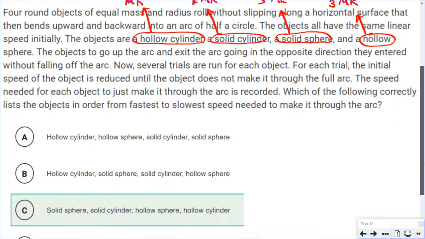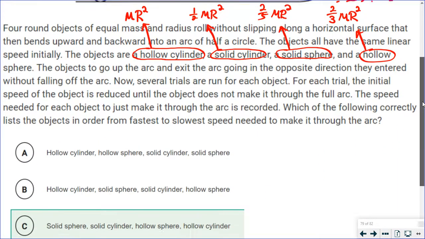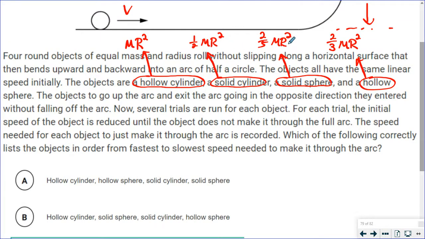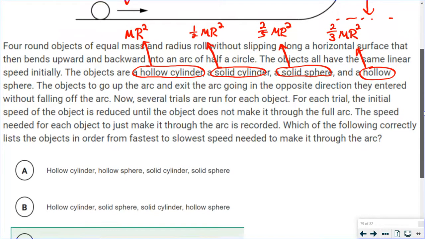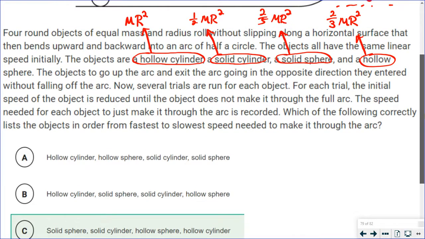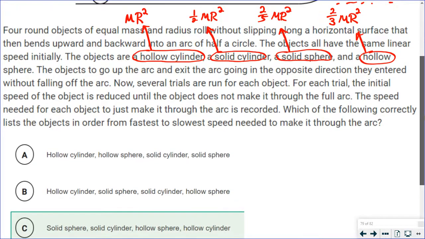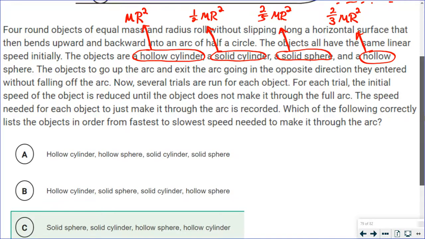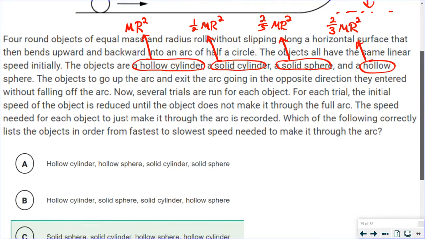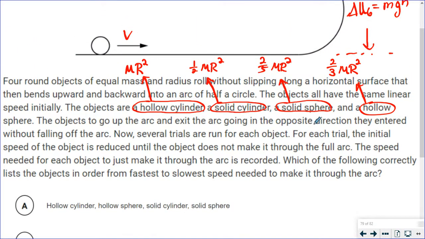So we're going to look at our list here. Solid spheres are first. What's our next? The next lowest would be right here. Solid cylinder, then solid sphere. Let's see, do I have those? 1/2, 2/5. Oh, yes. Solid sphere would be the lowest, sorry. And the solid cylinder would be the next.